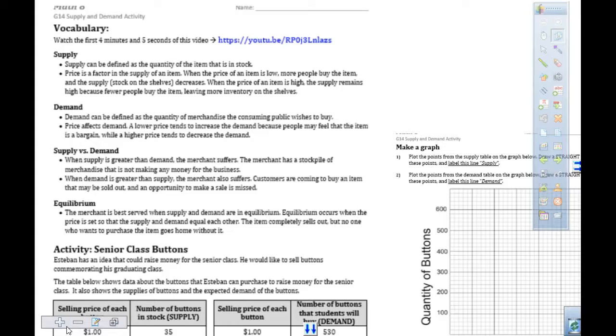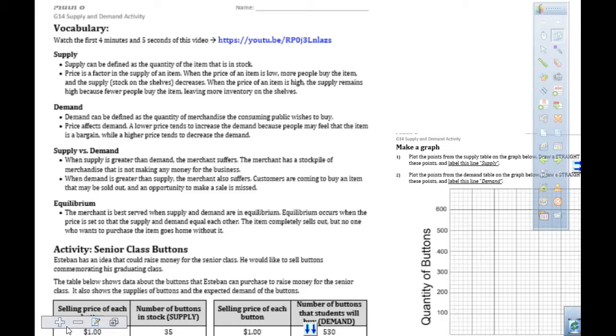So, for example, right now, if there's a certain kind of shoe or a certain kind of shirt or something that most teens are looking to have, right? The price affects the demand. The lower the price trends, the increase in the demand, because it causes people to feel that the item is a bargain. A higher price tends to maybe decrease it.